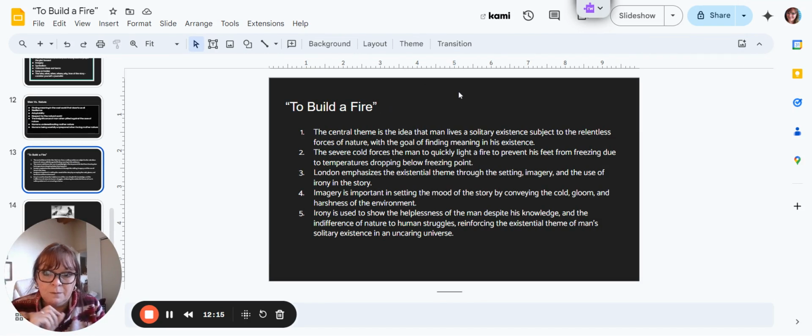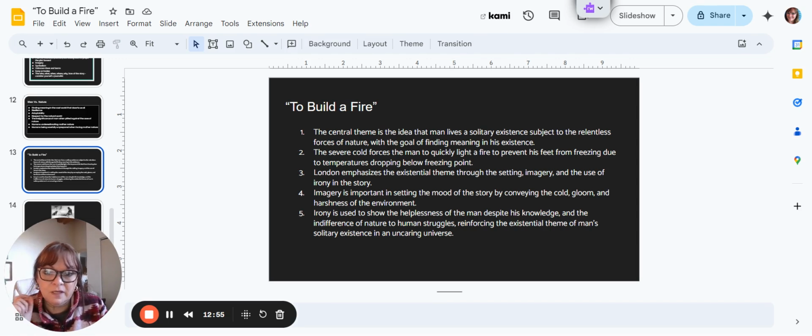So the central theme in To Build a Fire is this idea that man lives a solitary existence and is subject to this relentless force of nature. But at the same time, I want you to see if you can find this undercurrent of man, and when I say man, I mean man as a whole, like human beings, finding meaning in our existence. So I want you to be thinking, what is this guy grappling with? Yes, he's grappling with these forces of nature, but is he also grappling with finding meaning in his existence?